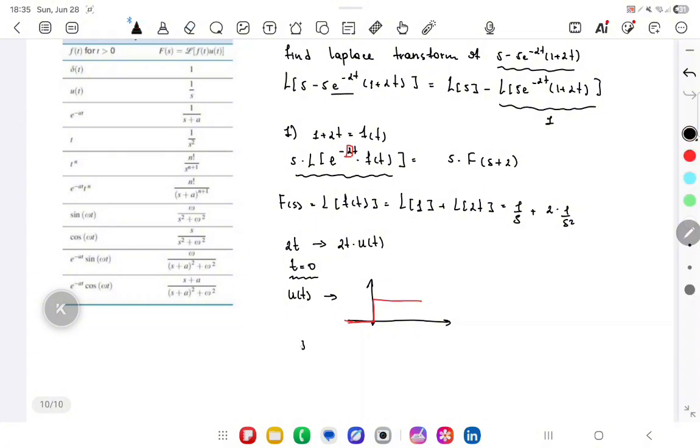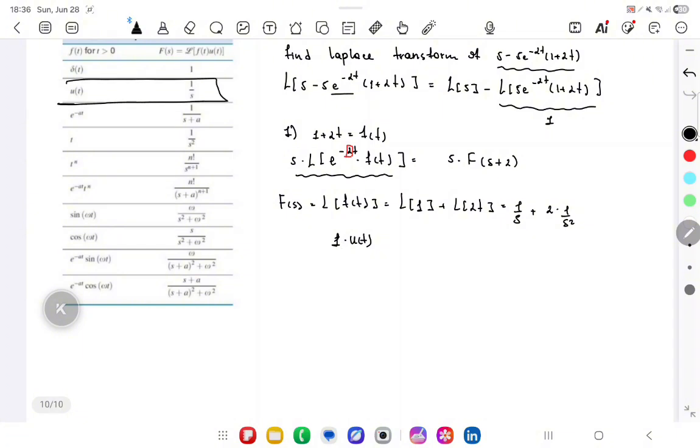So whenever we write a constant, for example 5, our f of t is equal to 5, it actually means 5 multiplied by step function. So in this case, our 1 is essentially 1 multiplied by u of t. And since the Laplace transform of u of t is 1 over s, we write 1 over s.